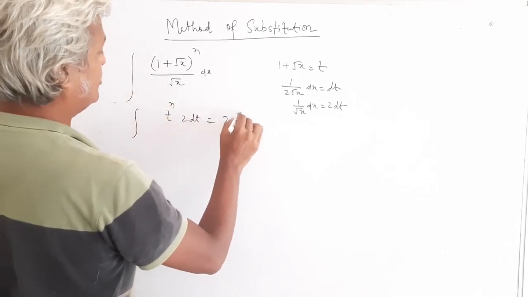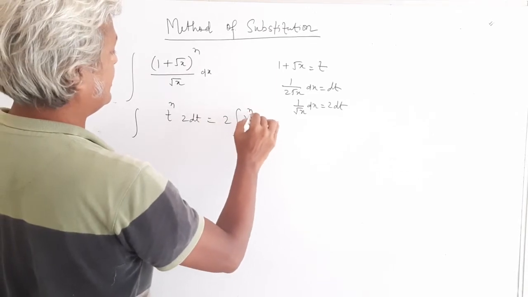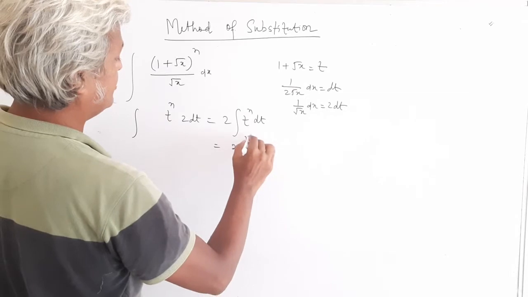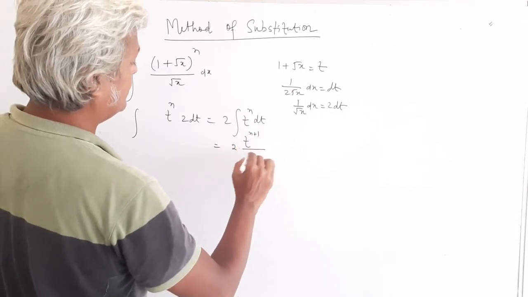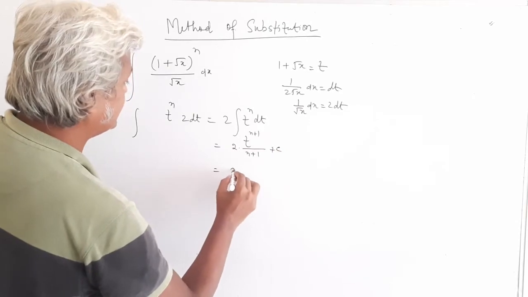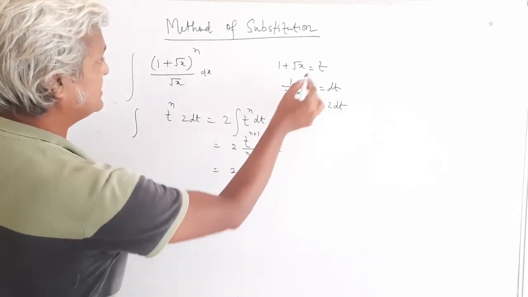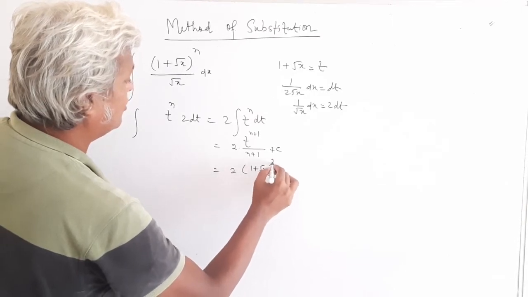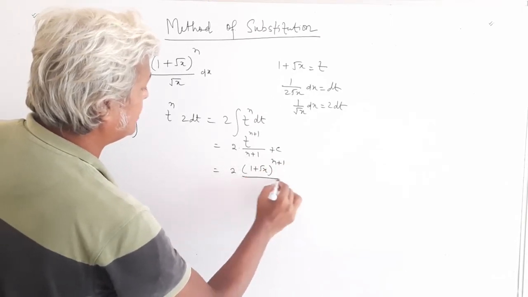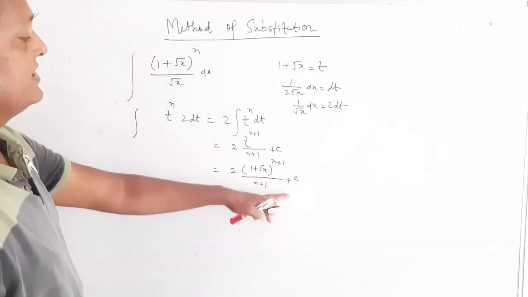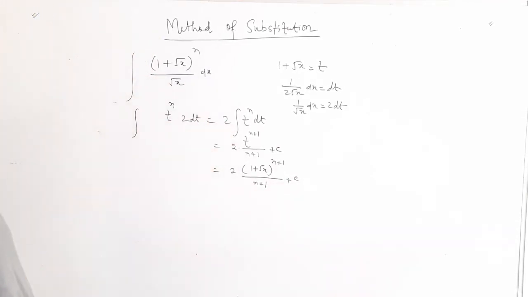So take 2 outside, and this is t to the power n dt. So it becomes 2 into t to the power n plus 1 upon n plus 1, plus c. That is 2, and the t is just 1 plus root x whole to the power n plus 1 upon n plus 1, and this is c, the constant of integration. So now this way this question can be solved.